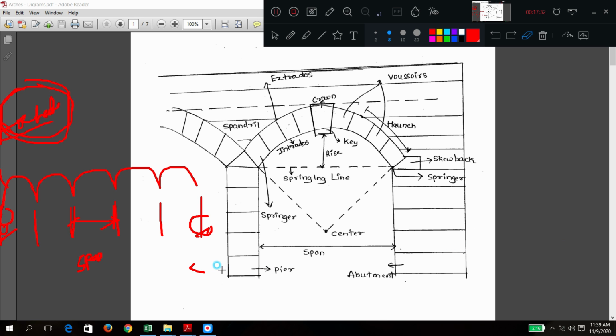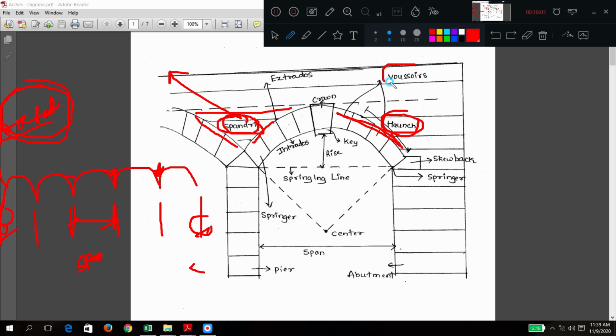Now what other points can you expect here? What is a spandrel? When you have two or more arches, the triangle portion formed here, here also, and here also, this triangle portion is called the spandrel. From the last diagram we have seen a haunch. A haunch is the downward portion of the arch.